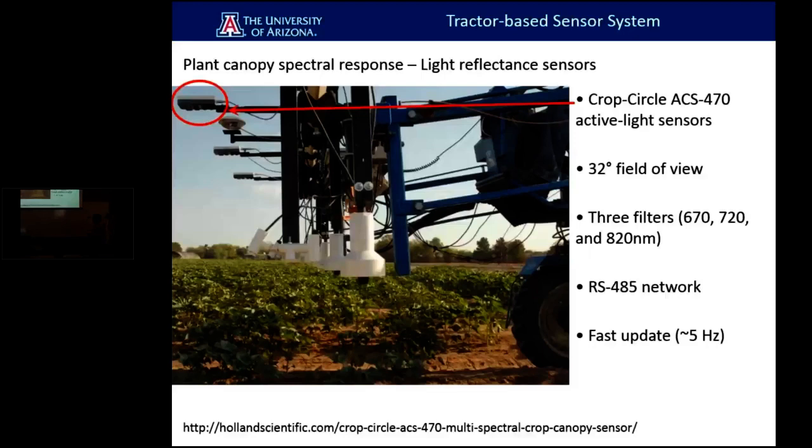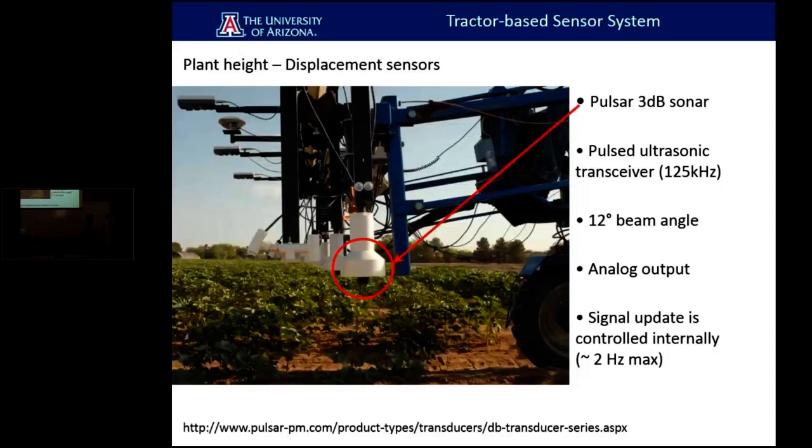We also use sonar transducers to determine the height of the plants. In the case of cotton, which is the crop that you see there, these sonar transducers are really good. They give us a very strong signal. Other crops are not that good, like wheat. We have a lot of problems getting a good signal when it comes to wheat.